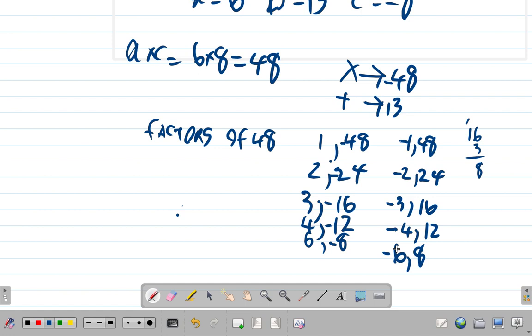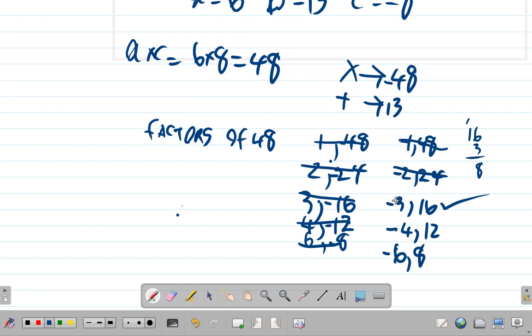positive 13? 1 plus negative 48, that's negative 47. This doesn't work. 2 plus negative 24 would be negative 22. This wouldn't work. 3 minus 16 is negative 13. 4 minus 12 is negative 8. 6 minus 8 is negative 2. We still don't see this 13 yet. Negative 1 plus 48 is positive 47. That wouldn't work. Negative 2 plus 24 would be positive 22. Negative 3 plus 16. Oh, it's working out.